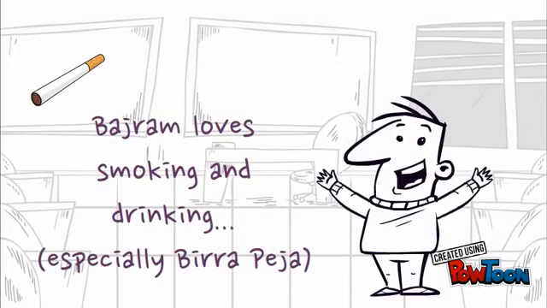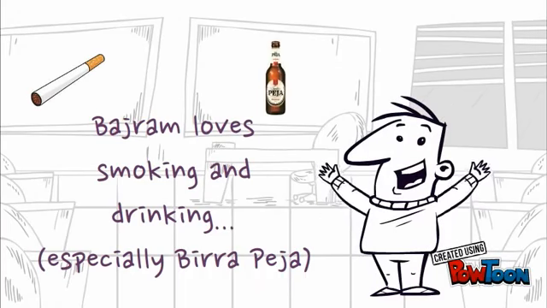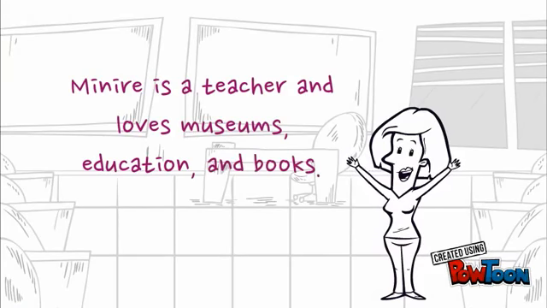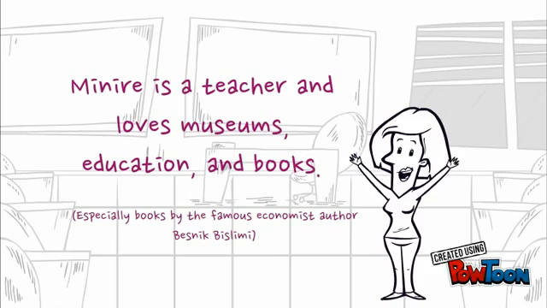Bayram loves smoking and drinking, especially bira peya. Minira, on the other hand, is a teacher and loves museums, education, and books, especially books by the famous economist author Besnik Bislimi. Oh, and she hates smoking.